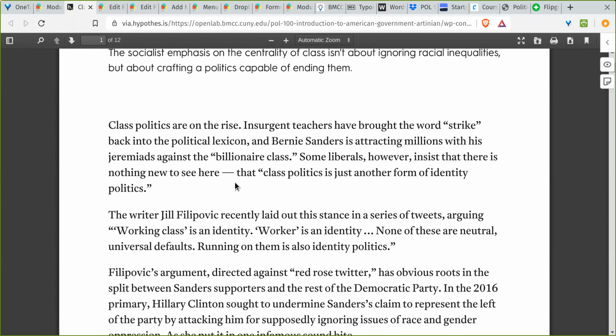And this reading makes the point that actually class is not really an identity. It's something else. It's some other part of who we are. It's our class, right? It's not an identity the way liberals talk about it. And the way liberals talk about class is not very helpful. This reading makes the case for it, so I think it's an important argument to be aware of.